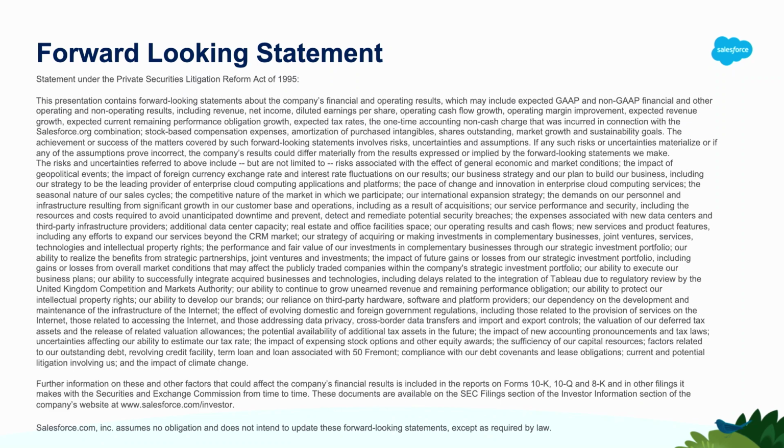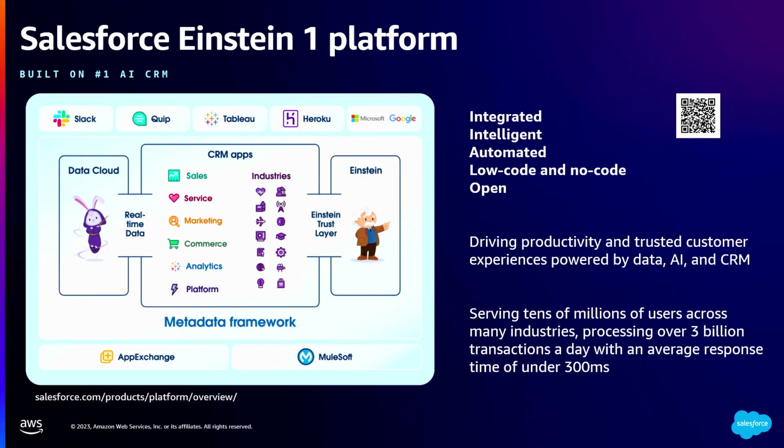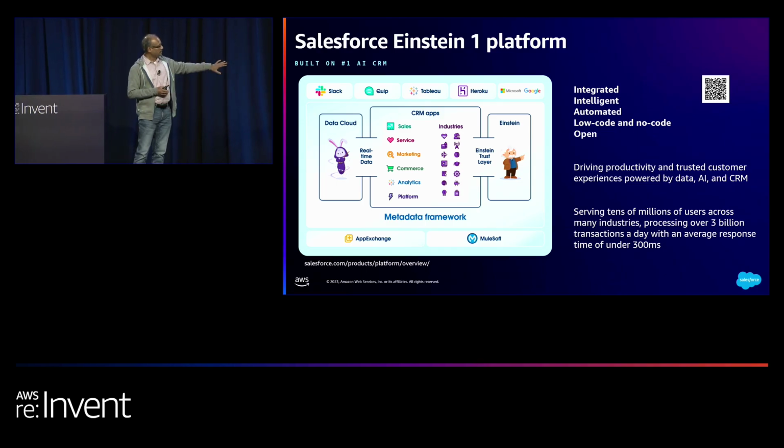So having said that, let's start with a quick overview of the Salesforce Einstein 1 platform. For those of you who don't know about it, it is the world's #1 AI CRM platform. And in this platform, we have, like you see on the left side of the picture, Data Cloud and Einstein AI. Both of them are native to the Einstein 1 platform. And with this platform, our customers can enhance and seamlessly align their CRM applications using the integrated metadata, using that metadata framework that you see at the bottom of the picture.